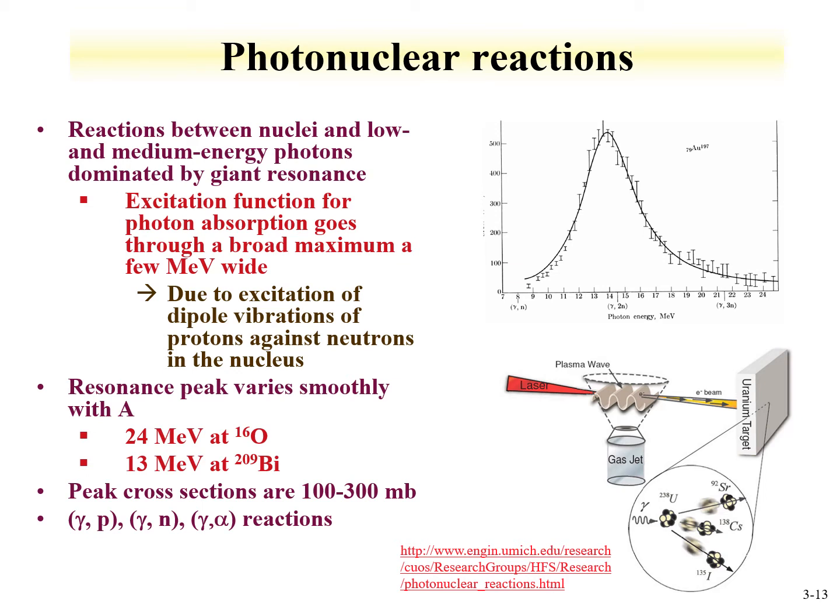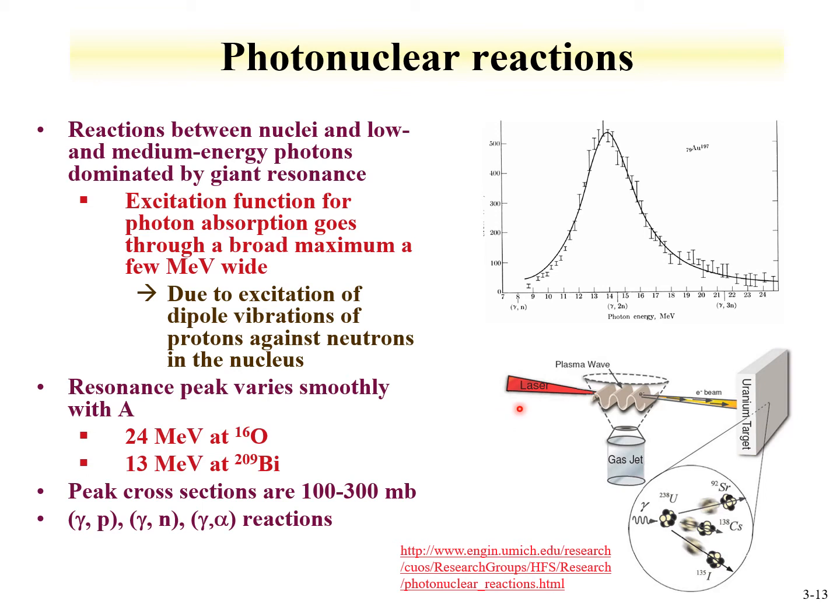As we see, the reactions here are gamma n, gamma 2n, gamma 3n. We see it goes through a maximum peak for the 2n reaction at around 14 MeV. The resonance peaks, the way this figure behaves, is going to vary pretty regularly with the A of the target: 24 MeV for oxygen-16 and 13 MeV for bismuth. And here are just shown gamma n reactions, but there are actually a number of different reactions possible, including protons, neutrons, and alpha reactions.